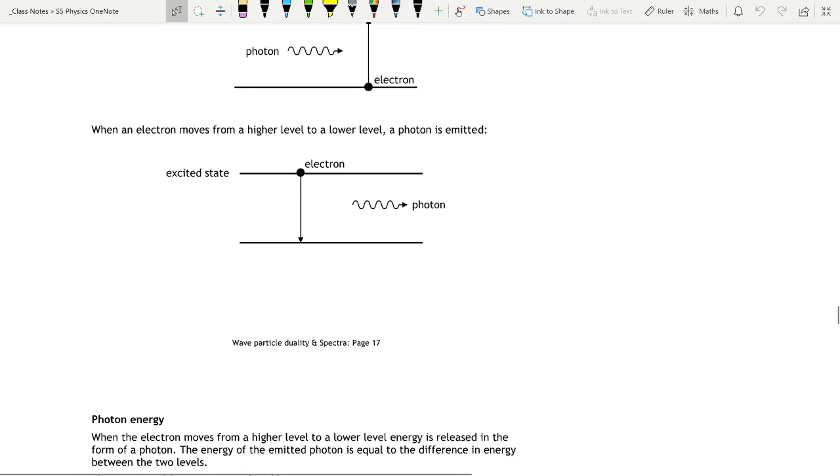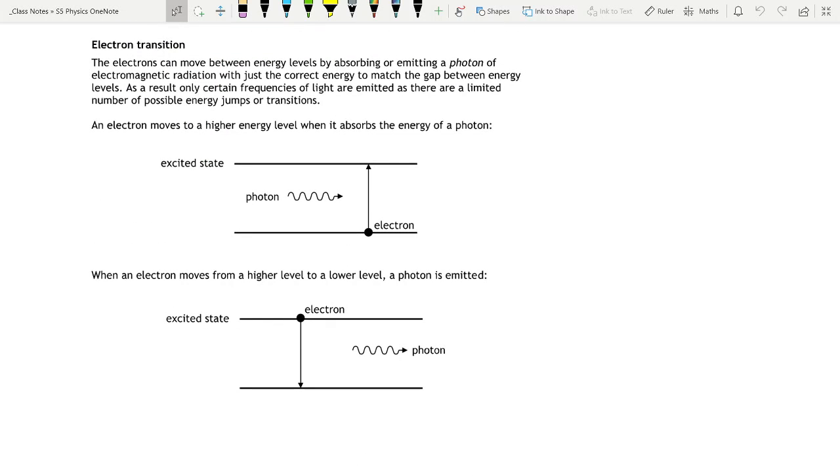Alternatively, when they're in this excited state and they don't want to be anymore, they want to go back down to the less excited state, the electron will move down, but it will give out a photon. And the energy of that photon has to be equal to the energy difference between the two energy levels.